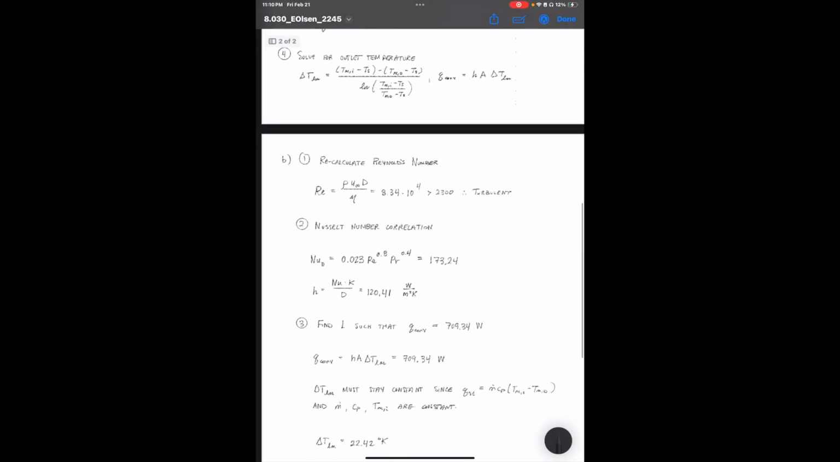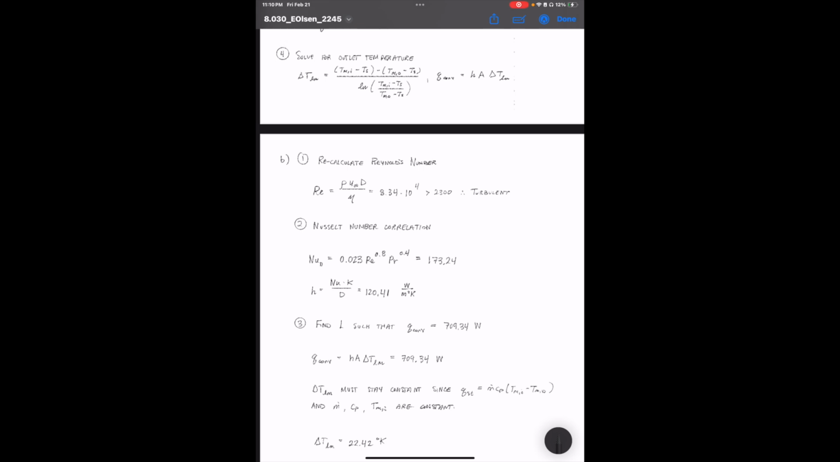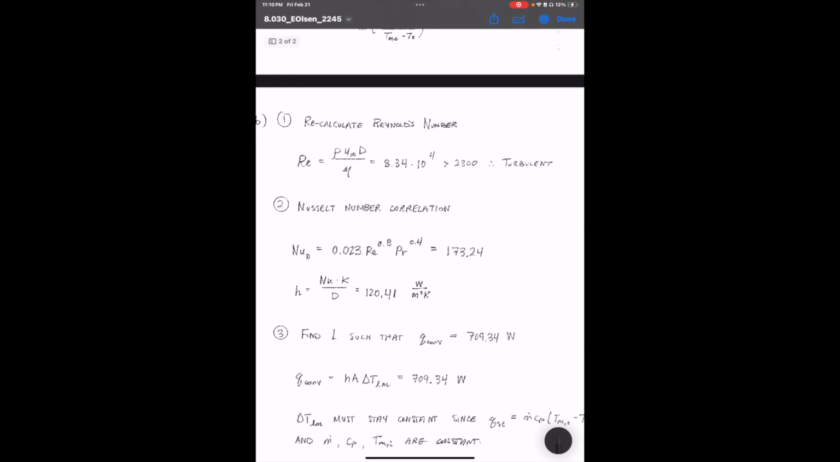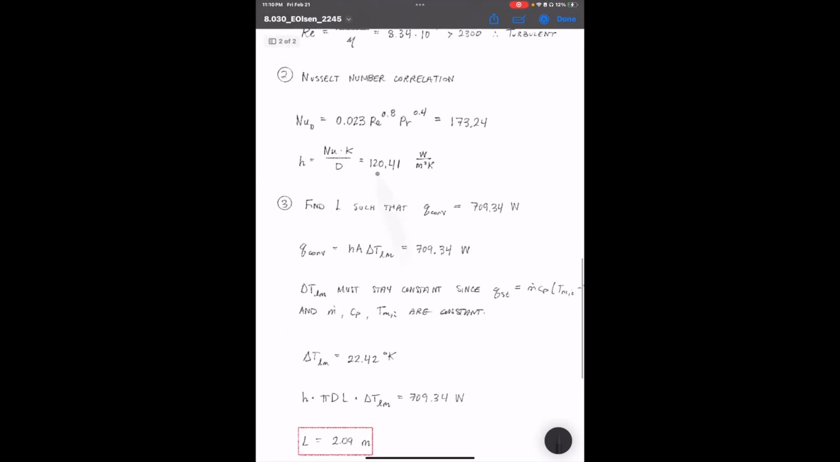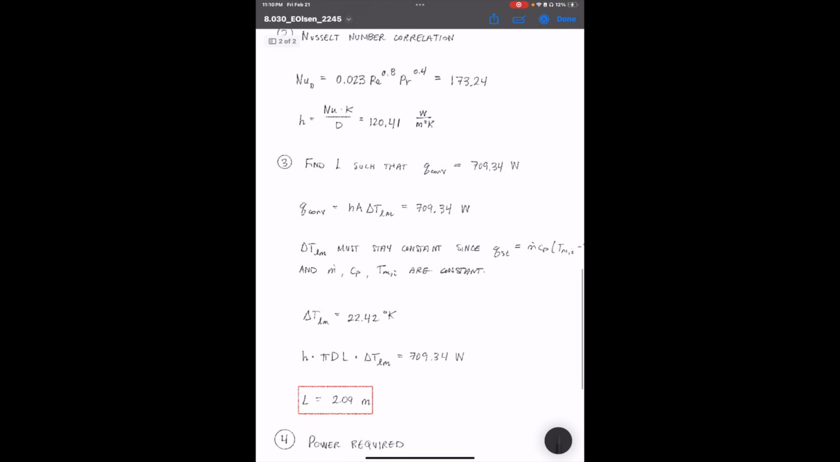So to do this, we can go through the same exact process to determine our Reynolds number for the smaller pipe flow now. We get a Reynolds number of 8.34 times 10 to the 4. So it's still turbulent. That's good news. And we can plug that into our Nusselt number correlation for the same fluid properties since no temperatures changed. And we get a heat transfer coefficient of 120.41, and that's solely increased due to our increased Reynolds number due to the smaller pipe diameter.